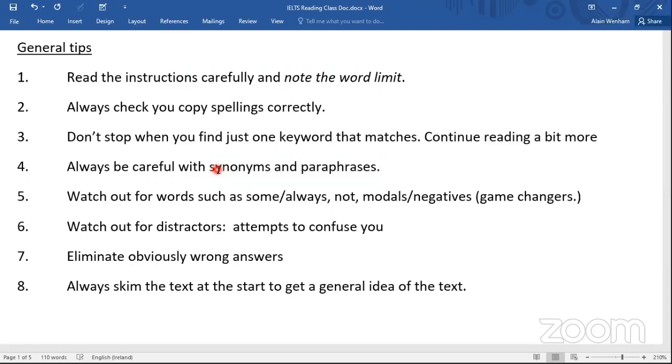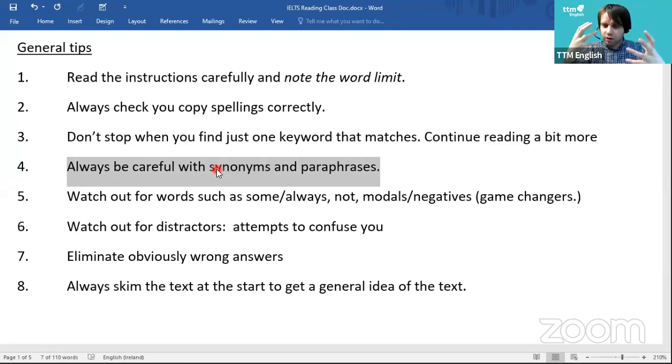Okay, Shahani, always be careful with synonyms and paraphrases. Why is that important? Yes. Because there are some words that are similar but have different meanings. Yeah, so you have to be most careful. It's not like there's a simple answer to this, this is the problem that you all face as readers, right? Trying to know whether a synonym is a good synonym or a bad synonym. Okay, we'll talk more about that in a second.